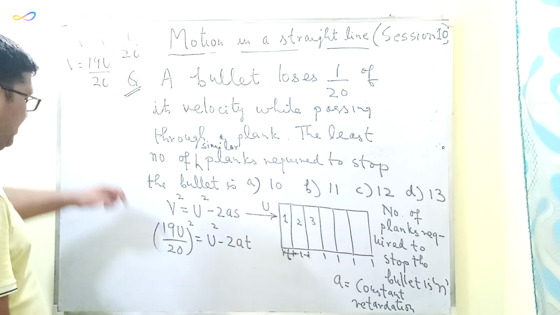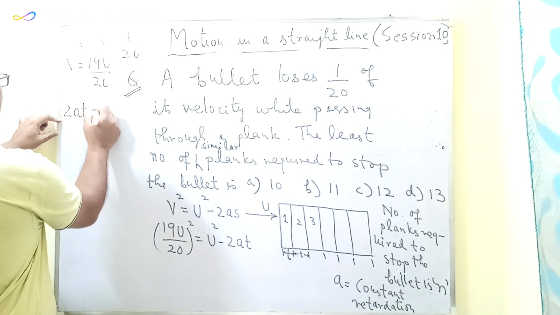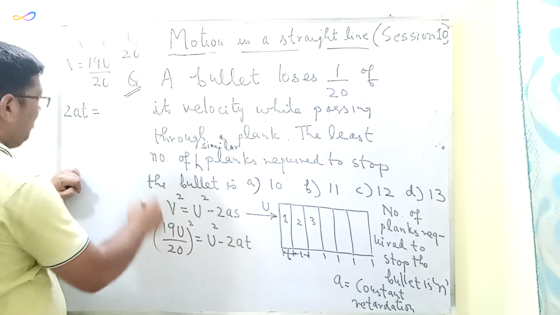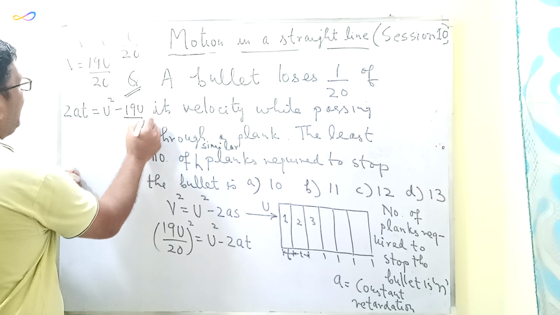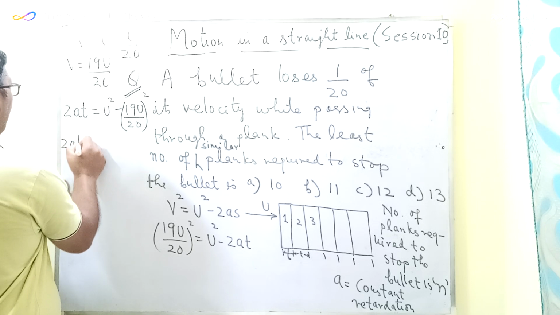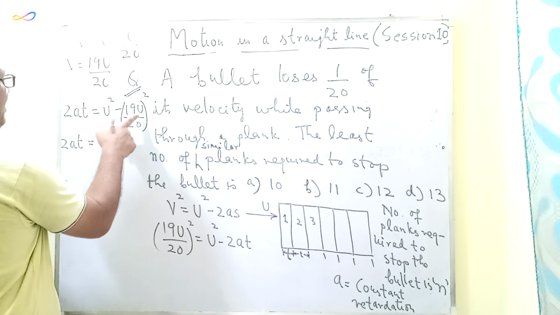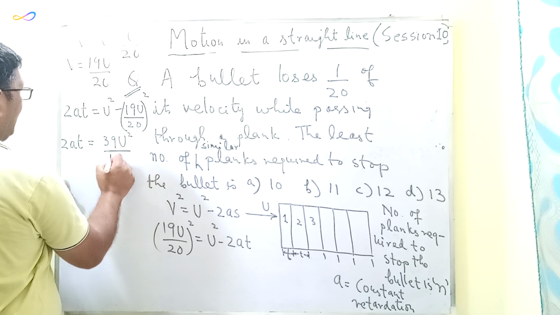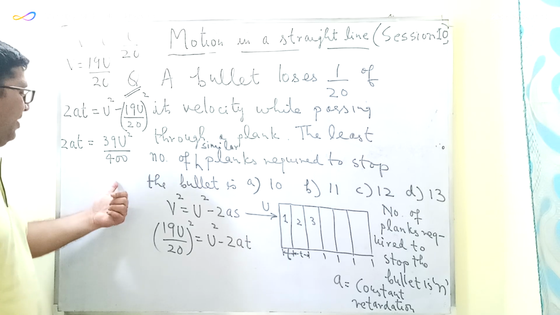From this equation I will be getting the value of 2at. The value of 2at will be equal to u square minus 19u by 20 whole square. So here from this equation I will be getting the value of 2at as 400u square minus 361u square, which is equal to 39u square divided by 400. So the value of 2at is equal to 39u square by 400.